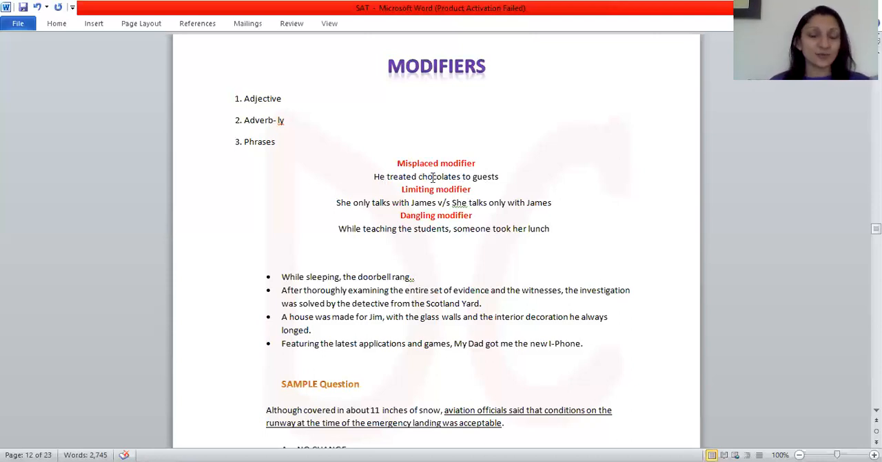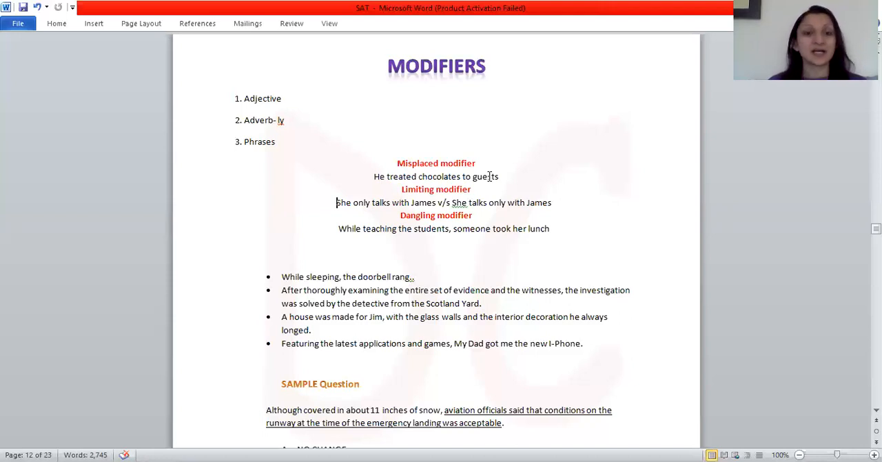So what does the sentence say here? It says that he treated chocolates. Now chocolates are being treated, not the guests, because the modifier is just before chocolate. That's the problem. He treated the guests with chocolates. So who's being treated? The guest. If you want to treat the guest, say he treated the guests with the chocolates. If you want to treat the chocolate, I don't know how you treat the chocolate, but if you want to, then let it be. But you don't want to do it on the SAT. That's one example of a misplaced modifier.